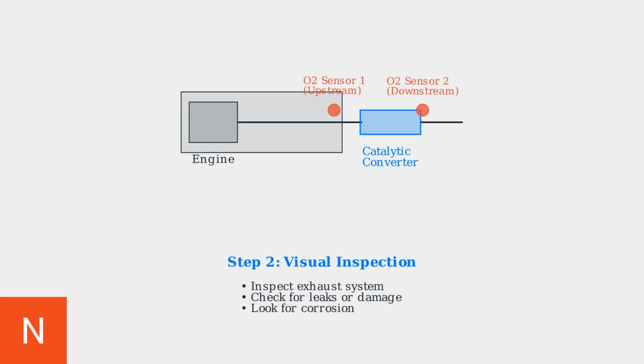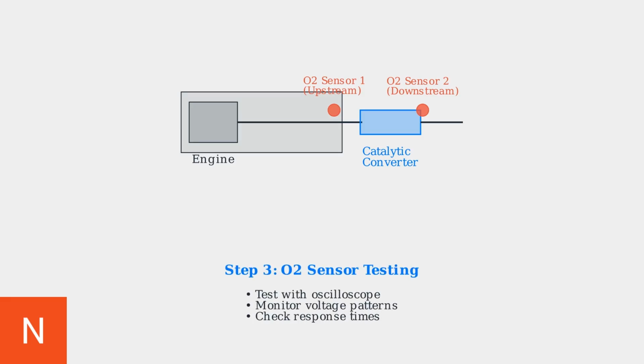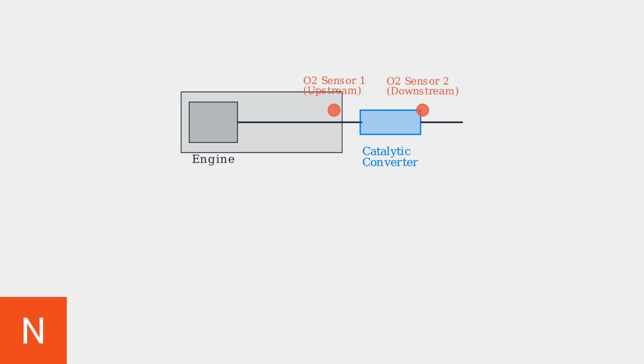Step 2. Perform a visual inspection of the entire exhaust system. Look for leaks, damage, or corrosion that could affect catalyst efficiency or create false readings. Step 3. Test oxygen sensor functionality using an oscilloscope. Monitor voltage patterns from both upstream and downstream sensors to verify proper operation and response times.